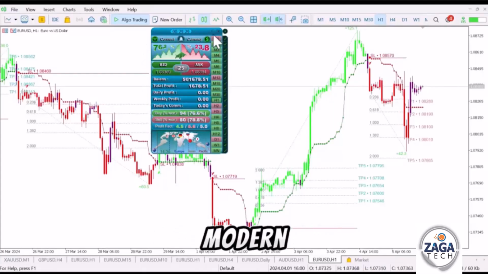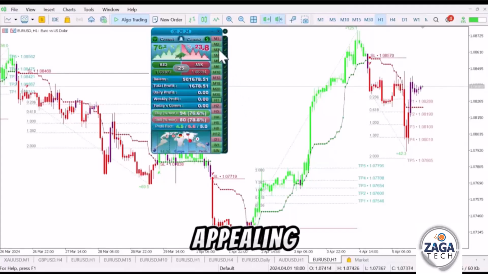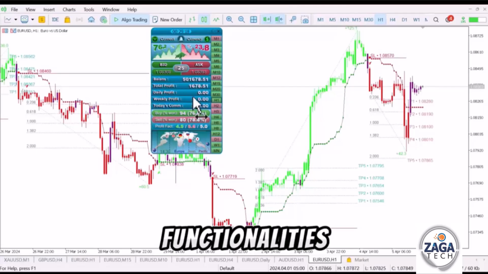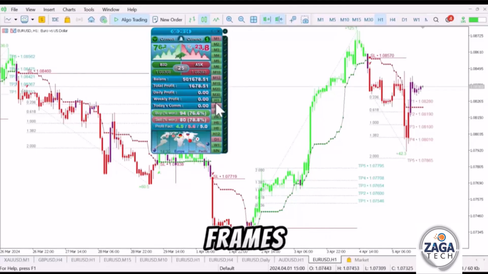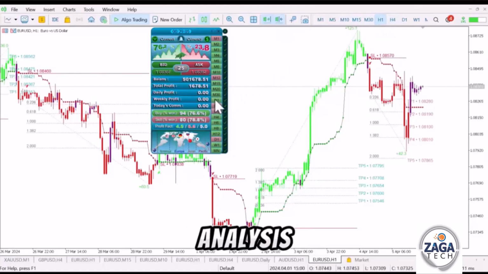19. Modern user-friendly interface. GUI. Features a visually appealing and intuitive graphical user interface, making it easy for traders to navigate and use the indicator's tools and functionalities efficiently. 20. Use the panel to change the time frames. Enables traders to easily switch between different time frames directly from the indicator's control panel, enhancing efficiency and convenience in analysis.